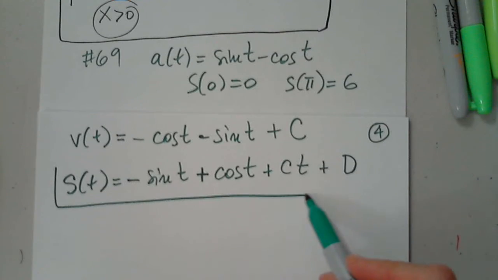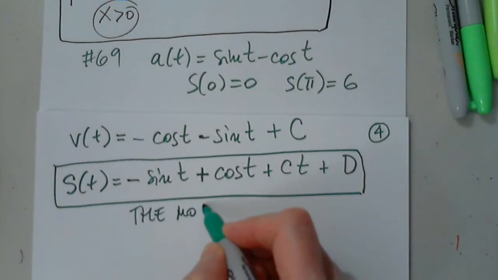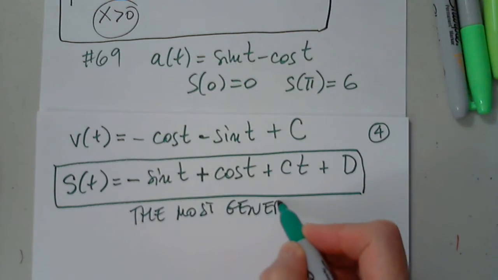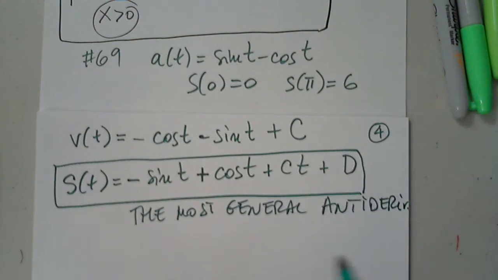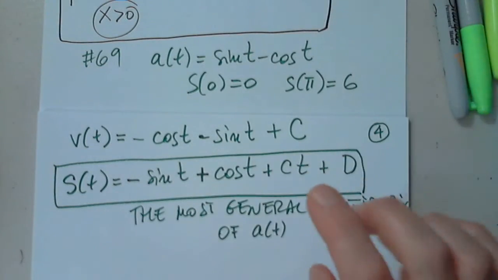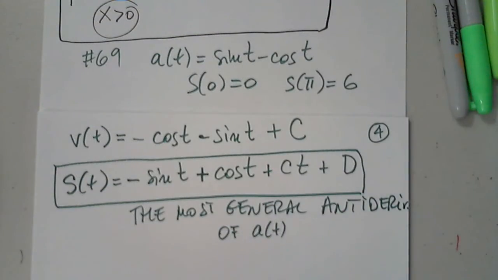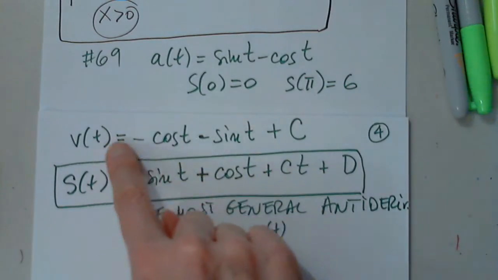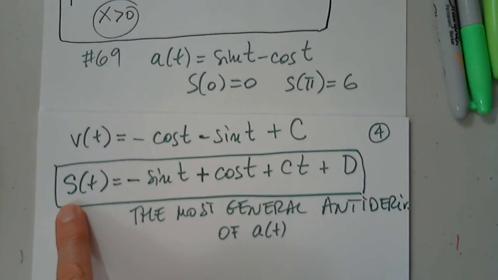So we determined this is what we call the most general antiderivative of a of t. But we don't want the most general because we are given two initial conditions, specifically to enable us to determine c and d. I could not use them here because it doesn't say anything about velocity. I am given two conditions for s.